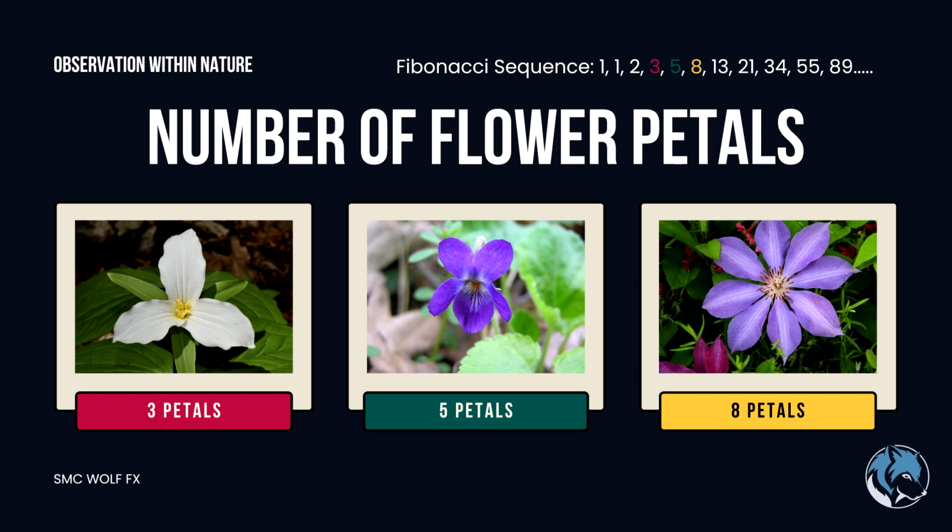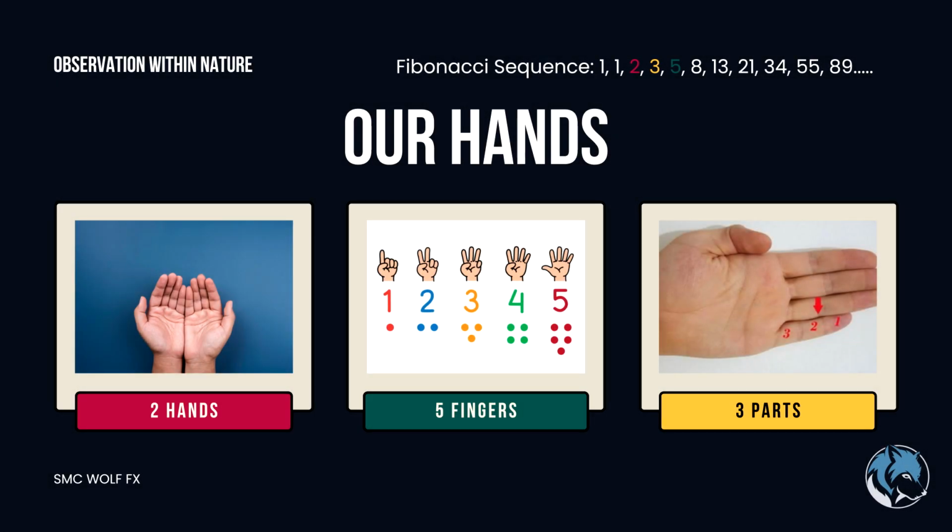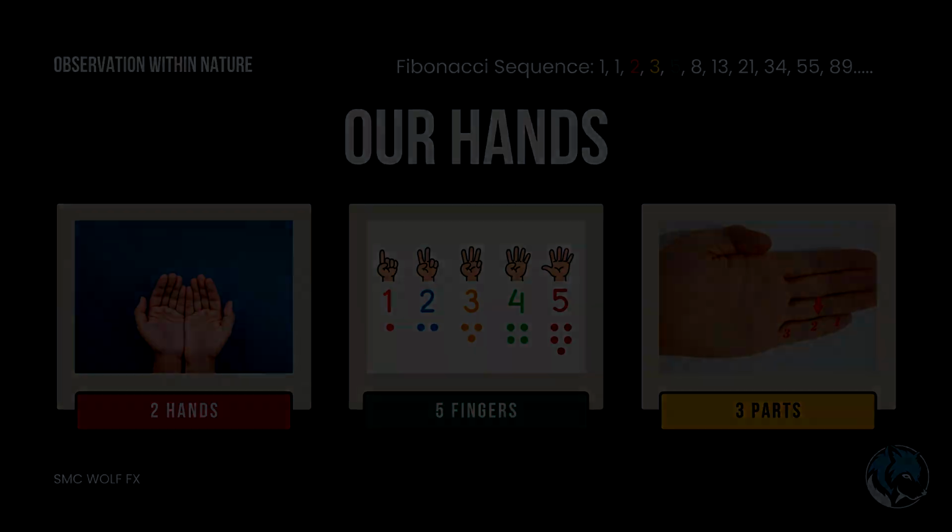As time went by, people began to observe these numbers occurring within nature, such as the number of flower petals. For example, many flowers have 3, 5, 8, 13 or more petals, all being numbers in the Fibonacci sequence. Another example, we all have two hands, both of which have 5 fingers, and each finger is divided into 3 parts. All of these numbers again are Fibonacci numbers.